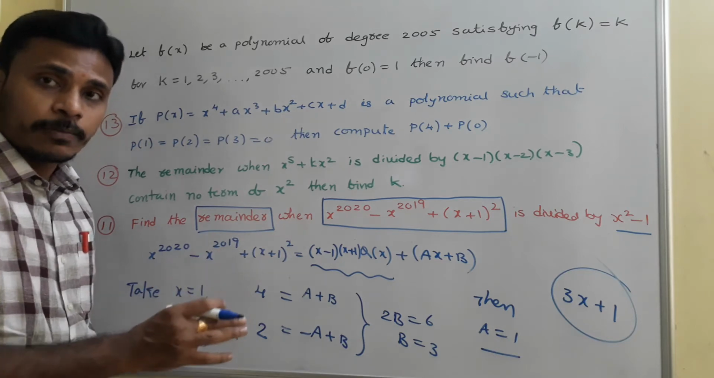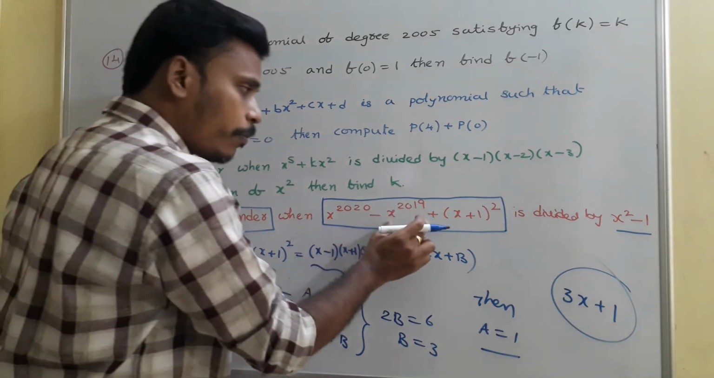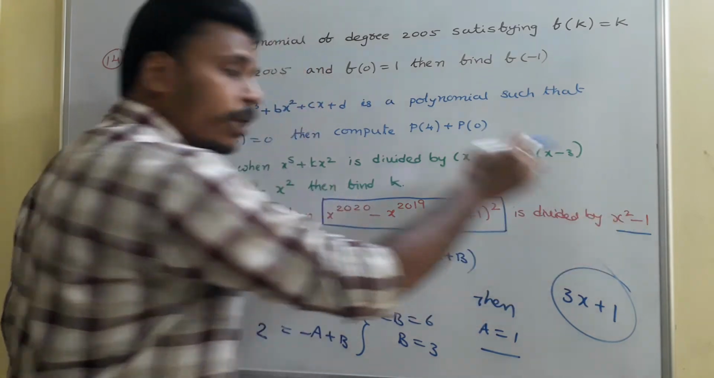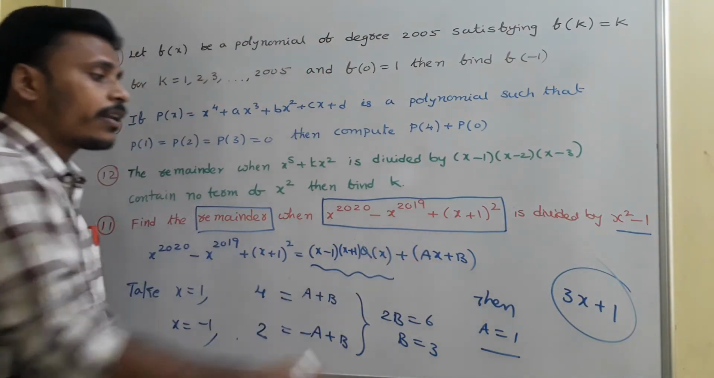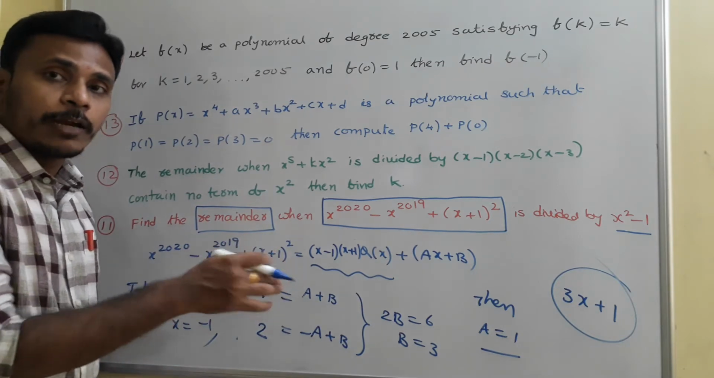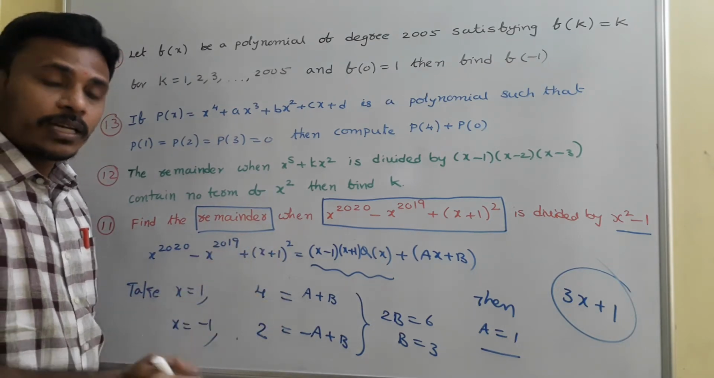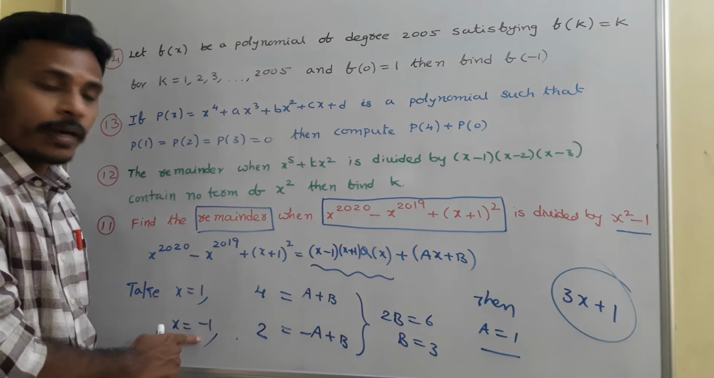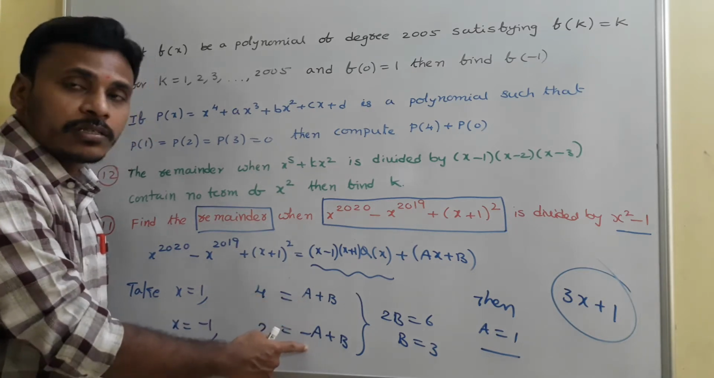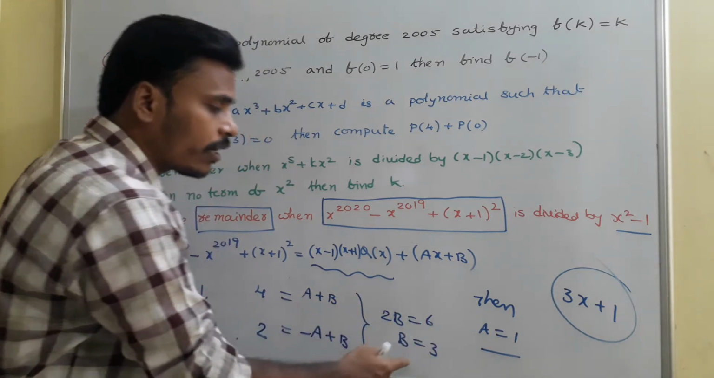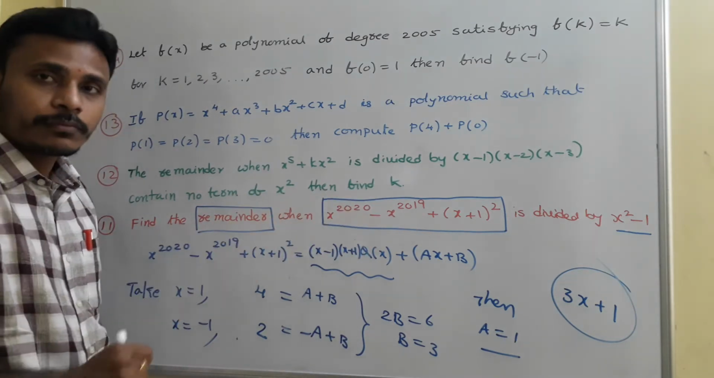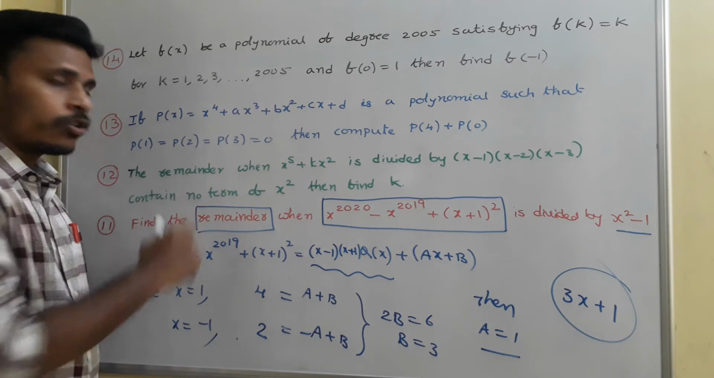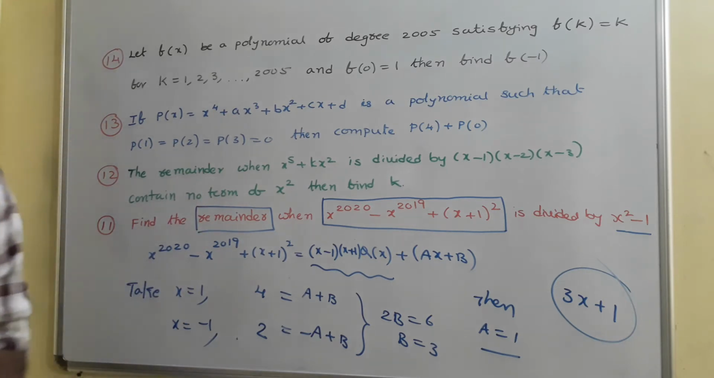Just by using the statement of division algorithm, the dividend polynomial is equal to divisor polynomial into quotient polynomial plus remainder. The general form of the remainder is ax + b. So find a and b, that's enough to solve the problem. Further, take x = 1 and x = -1. We have two equations in terms of a and b. Solve them to get a and b, and at the end our answer is 3x + 1. This is the 11th problem. Have a look and then think about the 12th one. Okay.